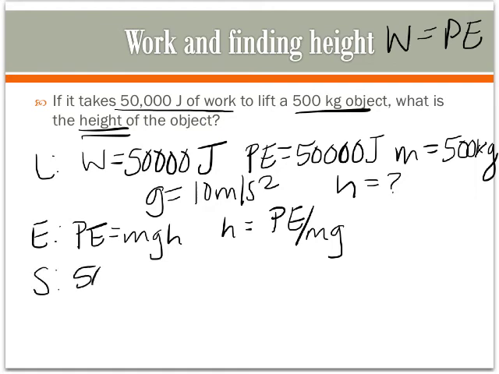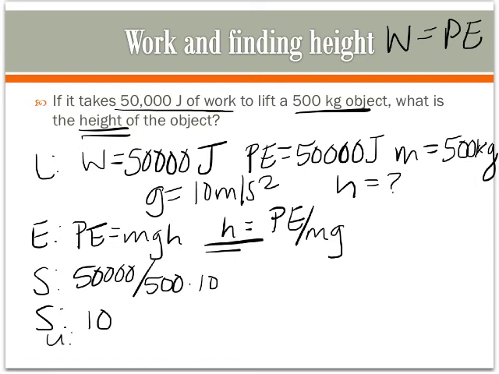So we're going to have 50,000 divided by 500 times 10, which is like 5,000, which ends up leaving us with 50,000 divided by 5,000 would be 10. And then since we're solving for a height, your units are meters. Okay?